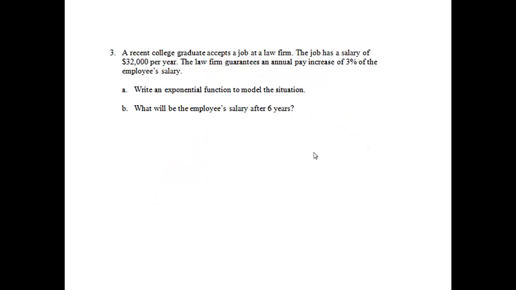Okay, and problem 3, a recent college graduate accepts a job at a law firm. The job has a salary of $32,000 per year. The law firm guarantees an annual pay increase of 3% of the employee's salary. I'm going to just circle the word increase, and I'm going to go ahead and change 3% to a decimal, which would be 0.03. Right, it says to write an exponential function to model the situation.